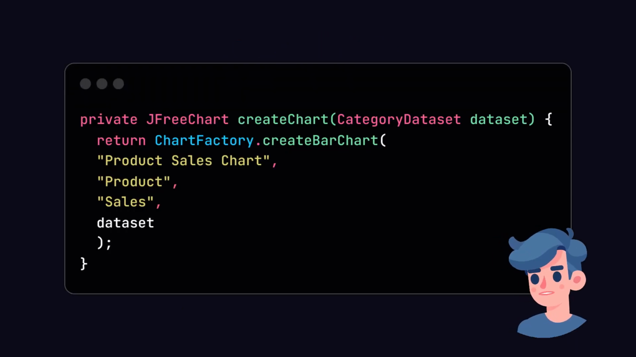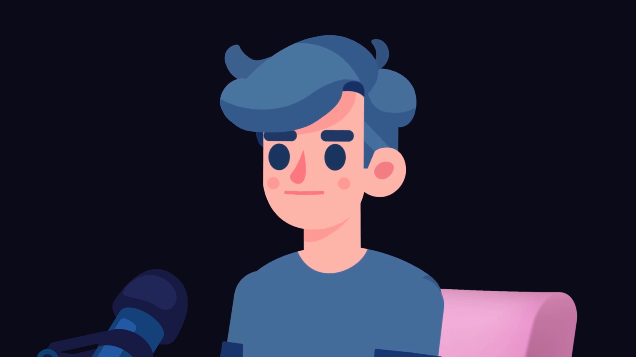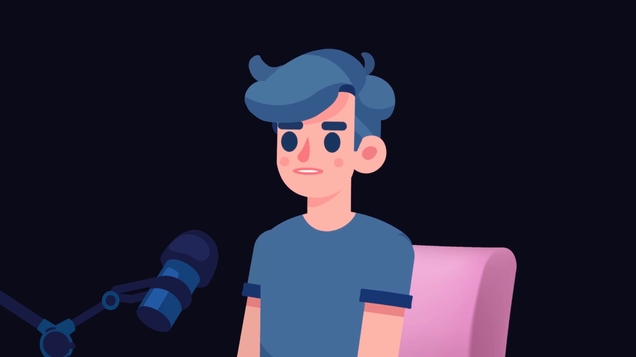Next, we need to create a method to generate the chart using the dataset we just created. Let's now define the createChart method. In the createChart method, we are using the ChartFactory class to create a bar chart. We set the title, x-axis label, y-axis label, and pass our dataset.